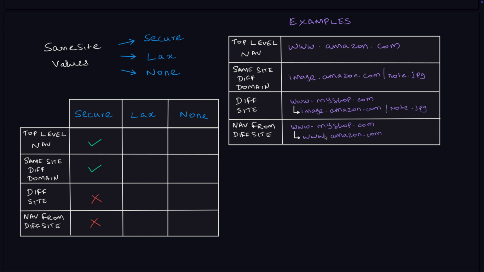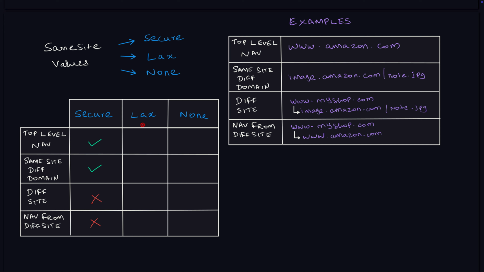So this is very important. Even though the user navigates to www.amazon.com, the cookie still won't be sent. When the user visits this URL directly, the cookie will be sent. But if they are navigating from another page, the cookie will not be sent. So this is very important. This is how it works when the value is set to strict.